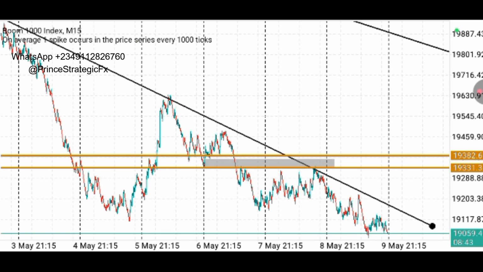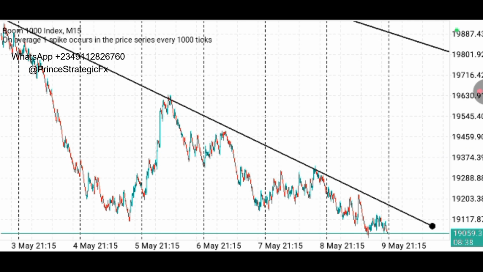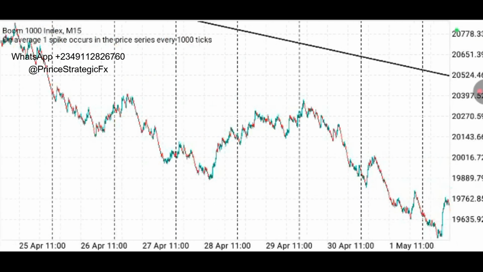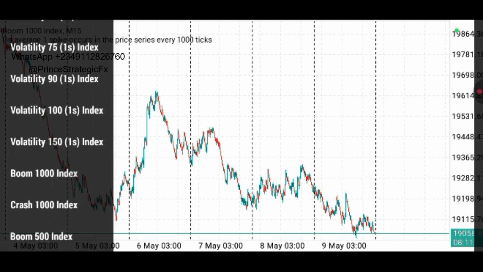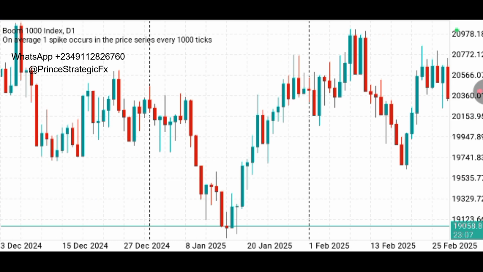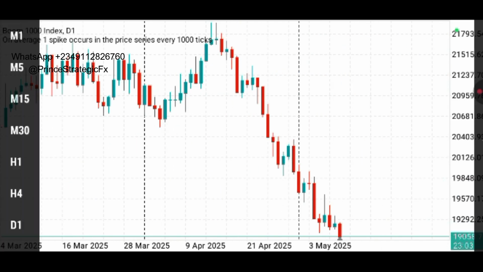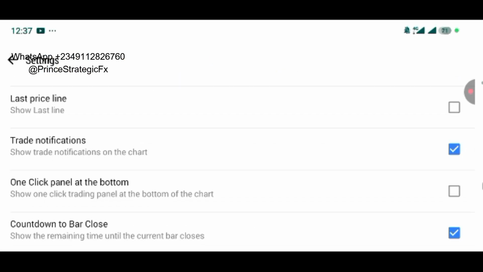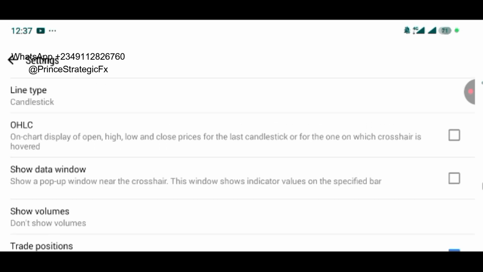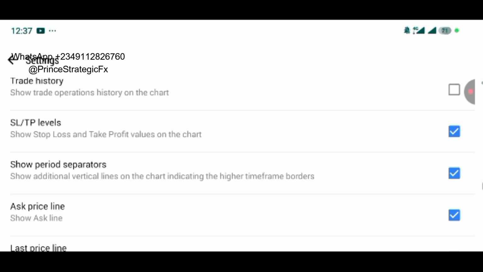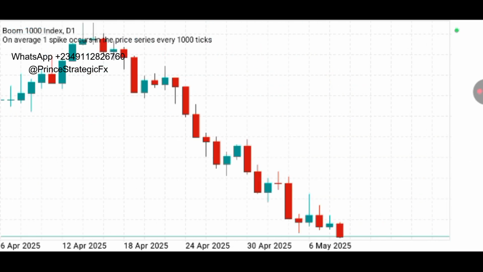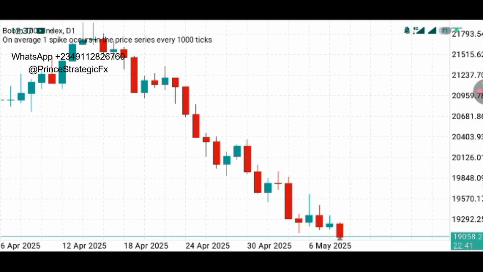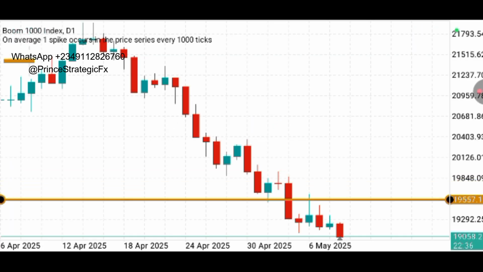Let's continue. I'll just go ahead and delete all of these lines and blocks, every single thing. Now let me head over to the daily time frame, go to the settings, and turn off this period separator. Good. Now this is Boom 1000, and all we need to do is follow the same process.